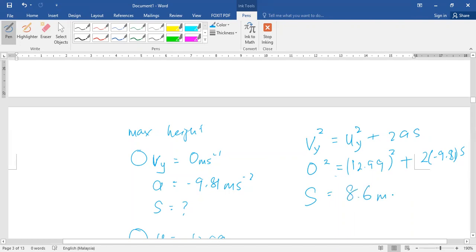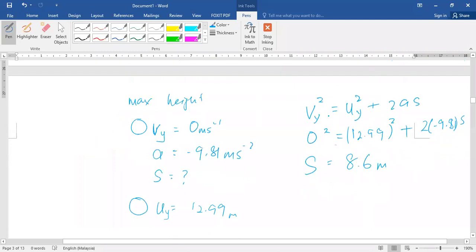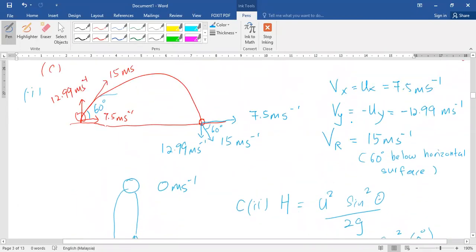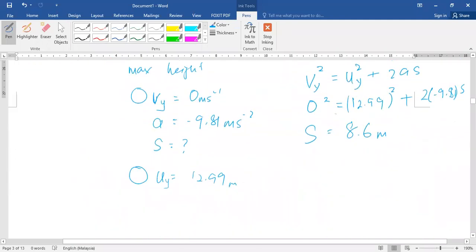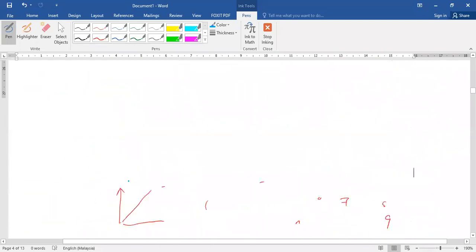So that means that you can use any method. If you're familiar with the formula, then you use it. If you're not familiar, then you use this method. Did we get the time just now? Not yet, we have not yet counted the time, so we cannot find the time by using this. Okay, so now we go to the next question.